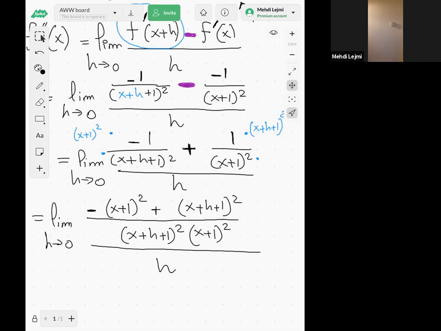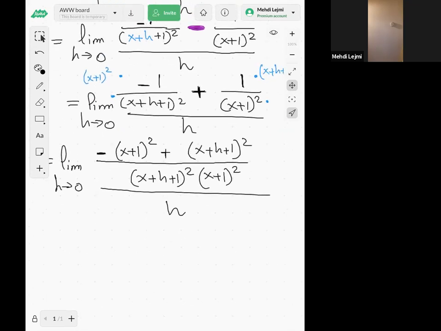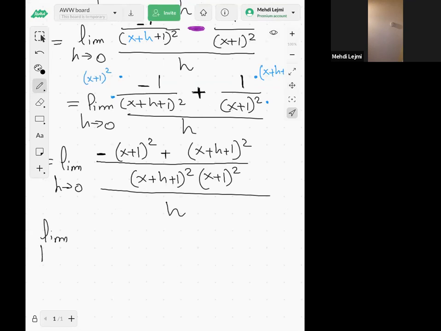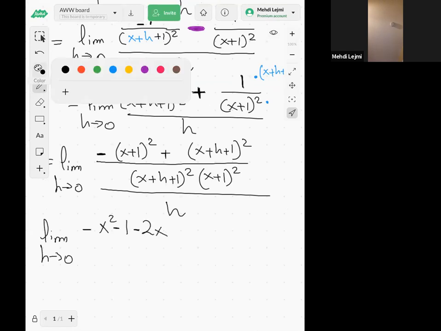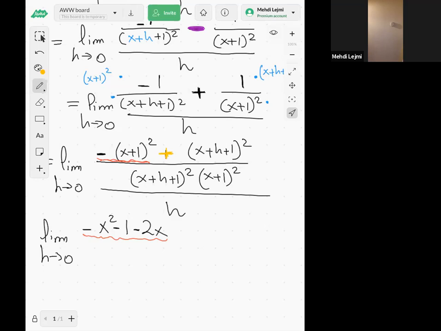Now we have to simplify the top. So you have to distribute the minus x plus one squared, etc. So let's compute this. This is the limit as h goes to zero. So this is x plus one squared, so it's minus x squared minus one, and then minus 2x. You see this minus x plus one squared? That'll be this thing here, if you multiply x plus one by x plus one, and there's a minus. Now there's a plus here.